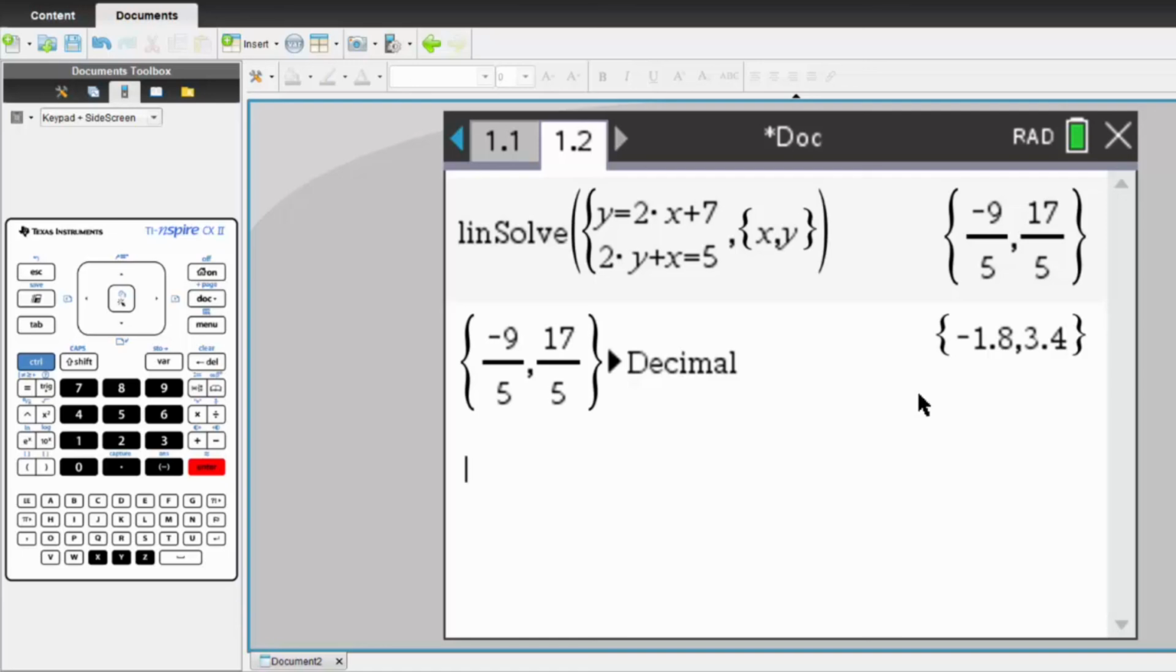So remember, it's always x and y. If you see here in the original equation, the linear solve, it has x, y. So when it gives our solution, it gives it in the order of x, y. And that's how you solve simultaneous equations on your calculator.